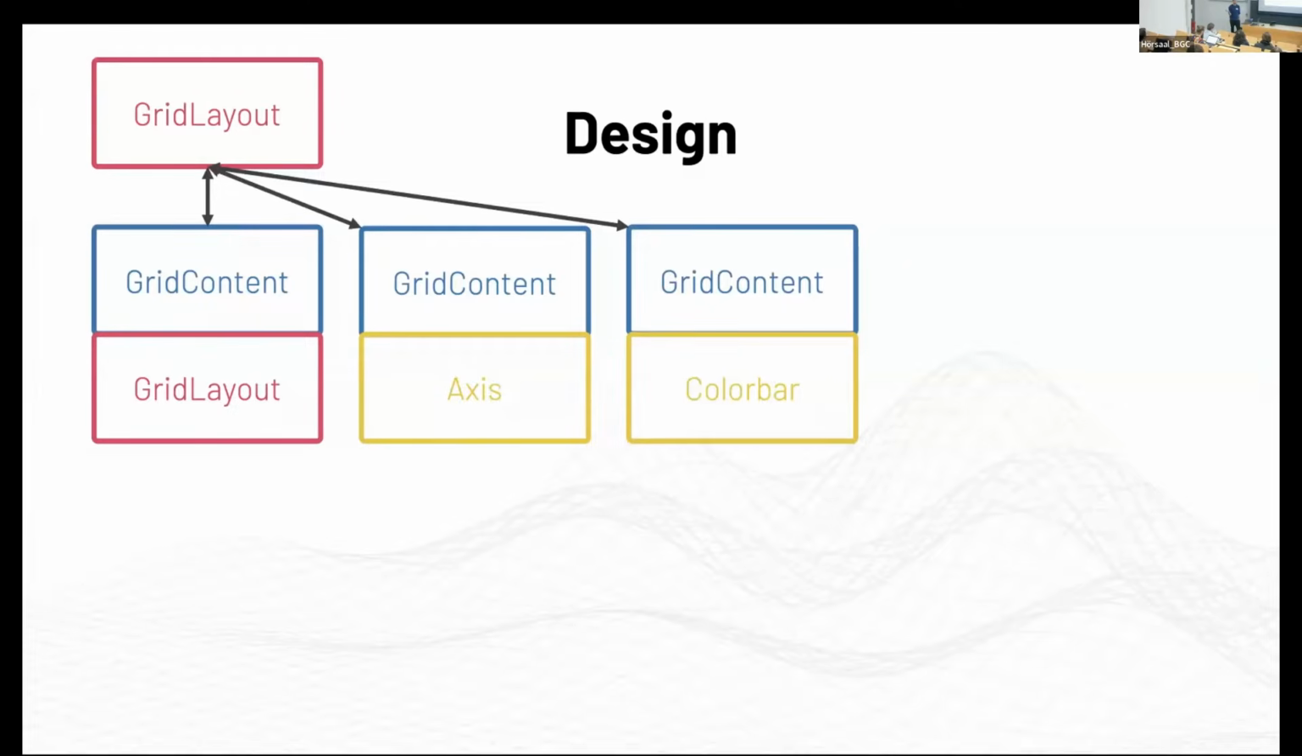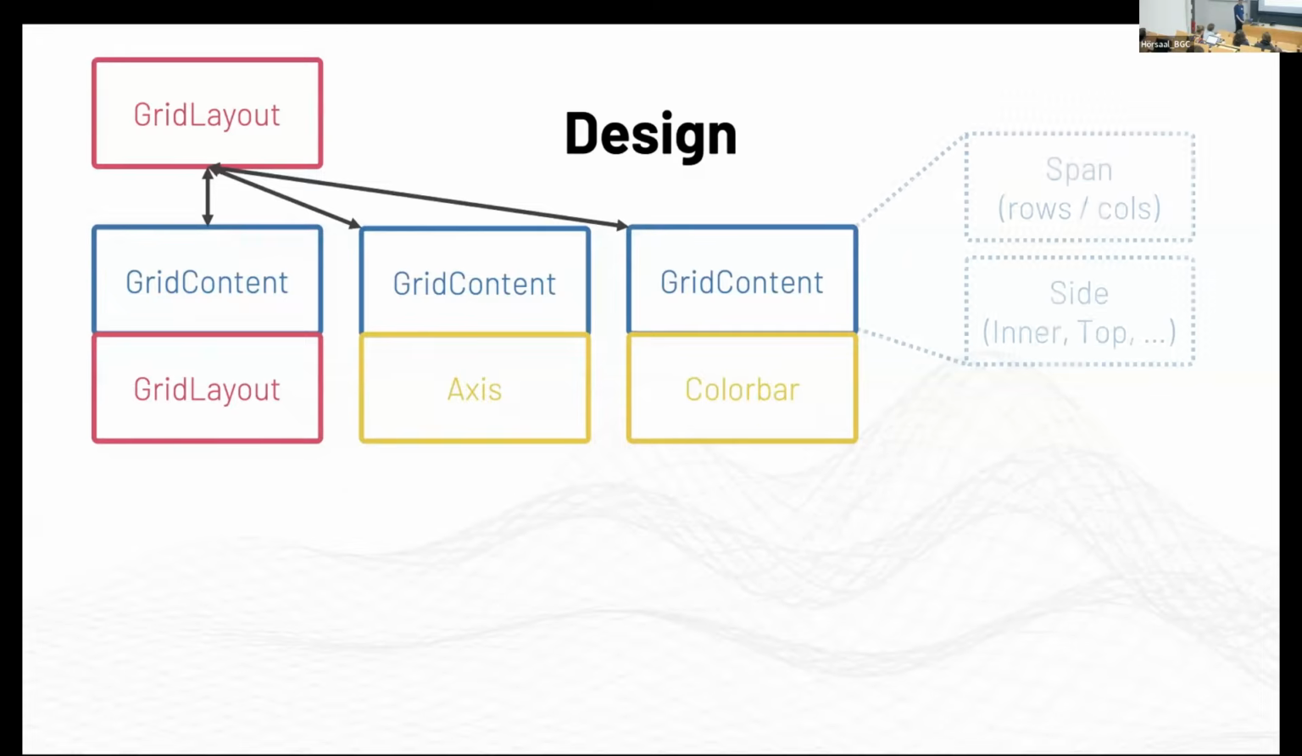But it's really not at all like that. It's just that every object, every grid content just has its own span field, which says what rows and what columns it covers, and a side field. And the side is usually inner, which means that if you have a layout and you have cell number 1, then if you place an object at the inner side, it just covers this cell.